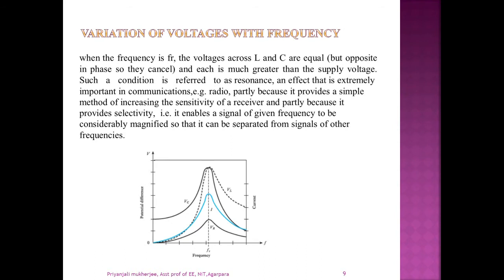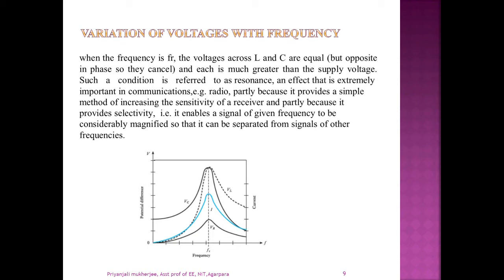Next is the variation of voltage with the frequency. Now, when frequency is varying on the x-axis, we can see from this graph that the voltage across the capacitance, denoted by the solid line, and the voltage across the inductance, denoted by the dotted line, are equal but in opposition. That means they have opposite phase and both can be cancelled out, and each of them is much greater than the supply voltage. Such a condition is referred to as resonance, and it has an effect that is extremely important in communication systems.